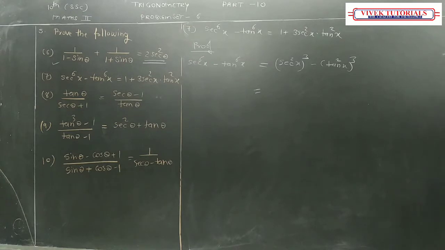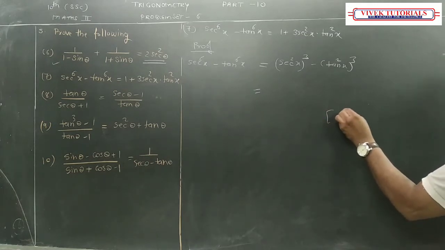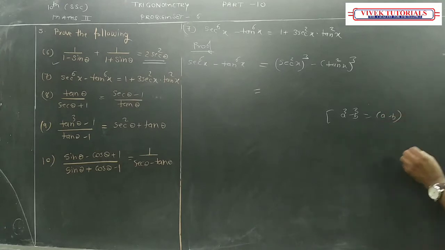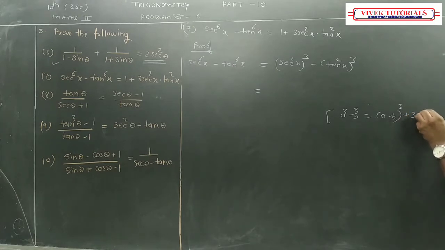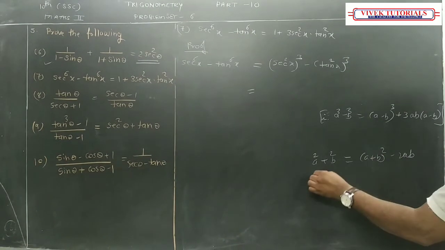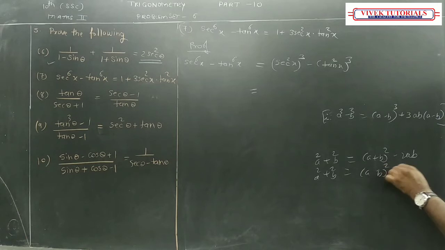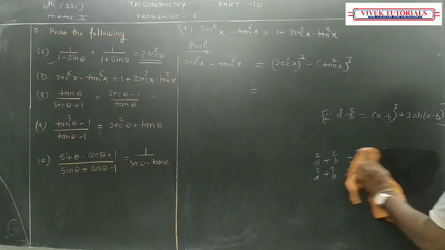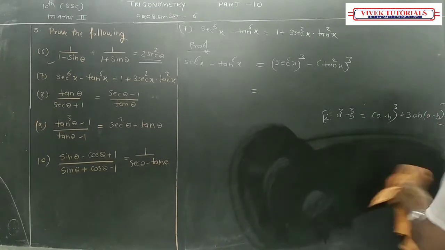But now in this case you have to remember one formula. That formula is a cube minus b cube is equal to a minus b the whole cube plus 3ab into a minus b. You have to remember this. Like there is a formula, a square plus b square is equal to a plus b the whole square minus 2ab, or a square plus b square is equal to a minus b the whole square plus 2ab. Last time we studied this formula. Please remember it a little. Then it is easy, otherwise this question will be a little difficult. Okay, so if you don't remember it, memorize it completely.